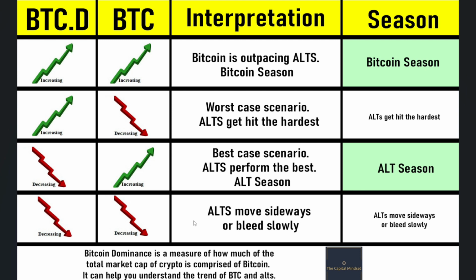The reason for that is because more than likely, if you have your targets at 40, 50, 80%, it's going to take a lot longer to hit just because of the market conditions. And not only that, but you may be stuck holding the coin for an extended period of time. So in short, Bitcoin dominance is a measurement on how much of the total market cap of crypto is comprised of Bitcoin. It can help you understand the trend of Bitcoin and the alts.